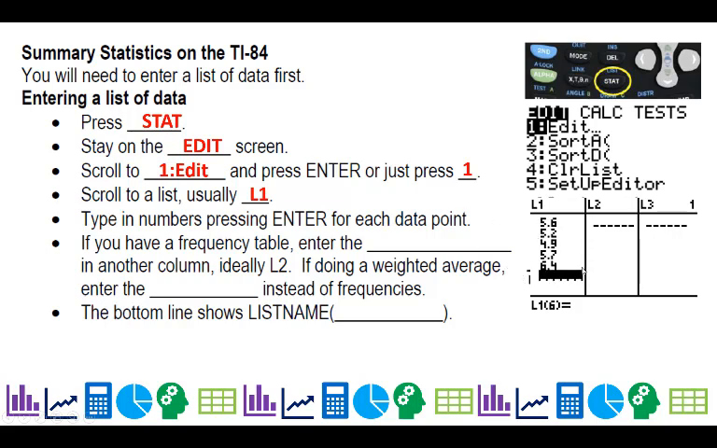And if you have a frequency table, you're going to want to come over here to the right and enter the frequencies in here. Or if you're doing a weighted average, you'll enter the weights in here. Okay. This bottom line here shows the list name and what data point you're currently entering. So if I put in a data point here, I would have 6. Right now I have 5.